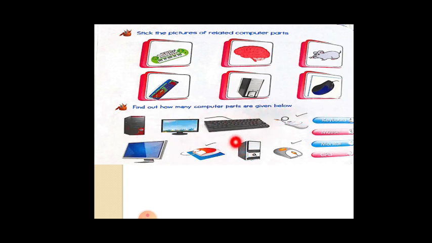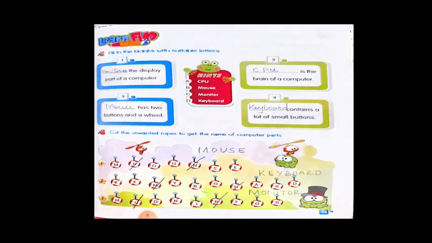So you can see only one keyboard is there. You have two CPUs. Two monitors. Then how many mouse? It is 3 mouse. Correct? So you need to find out how many computer parts are there. Already I have given. So please do the exercises and complete the homework.